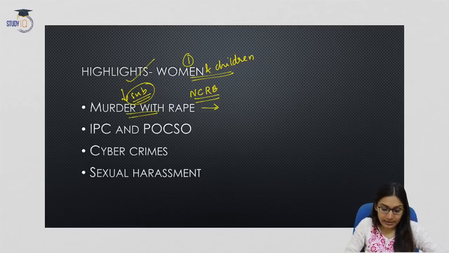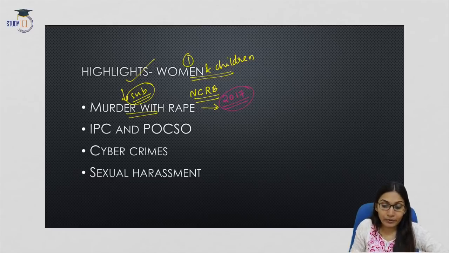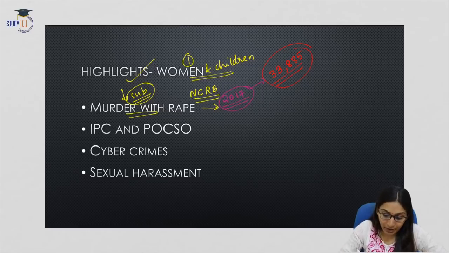So this is for the first time. So a subcategory murder and rape has been introduced. And as we said in the beginning, this is the 2017 data that is available now. So in 2017, close to 33,885 women were reported to have been raped across the country.